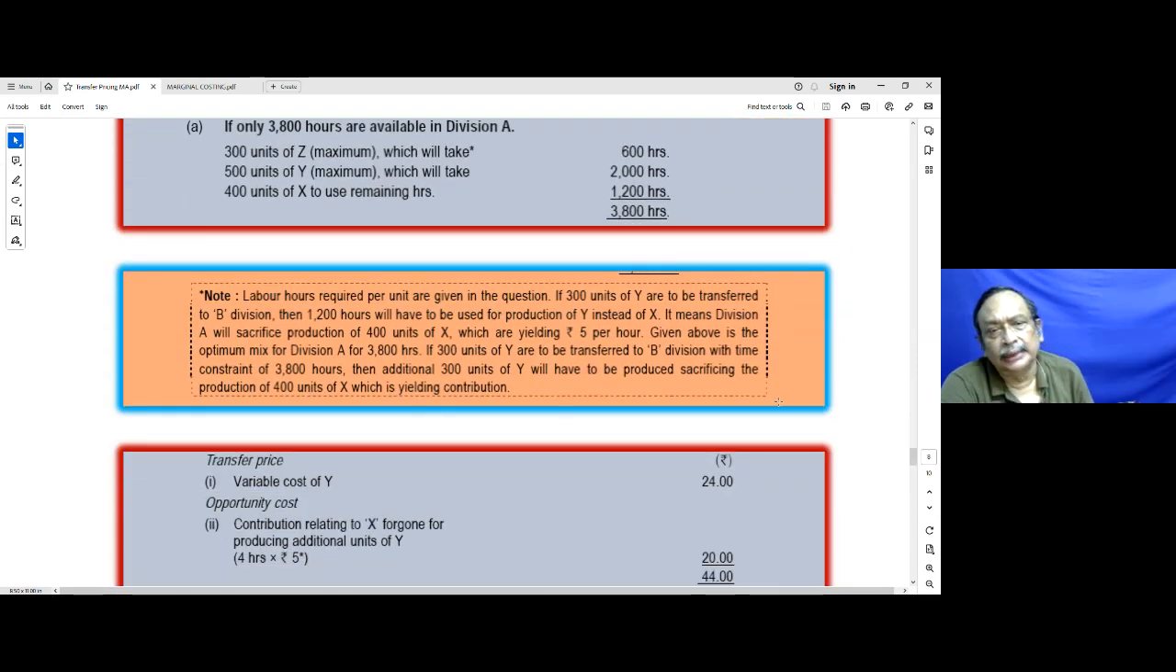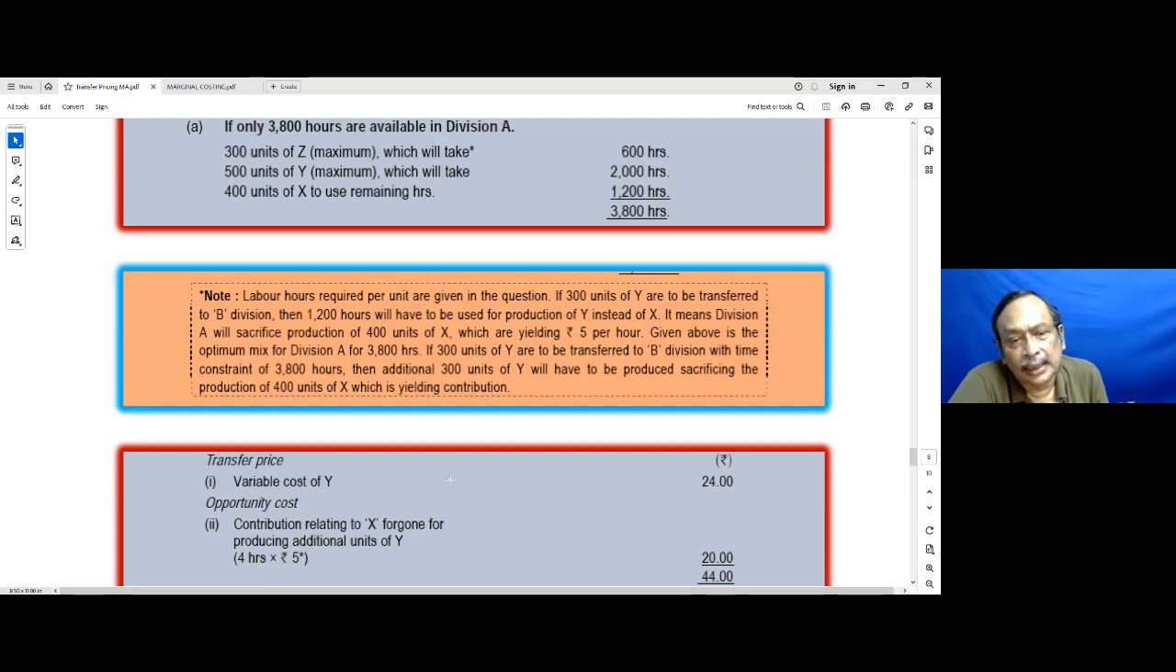Okay. So again I repeat, labor hours required per unit are given in the question. If 300 units of Y are to be transferred to division B, then 1,200 hours will have to be used for production of Y instead of X. I think it is understandable to you. It means division A will sacrifice production of 400 units of X, which are yielding ₹5 per hour. Given above is the optimum mix for division A for 3,800 hours. If 300 units of Y are to be transferred to B division with the time constraint of 3,800 hours, then additional 300 units of Y have to be produced, sacrificing the production of 400 units of X, which is yielding contribution.